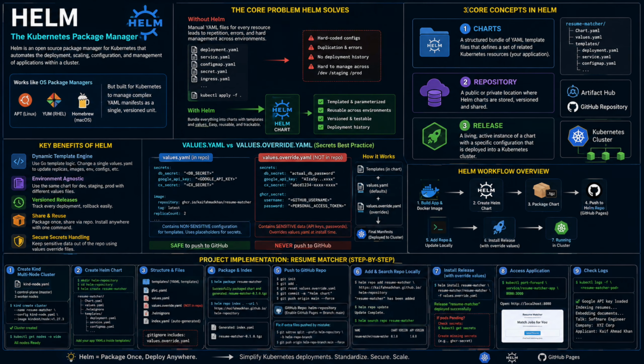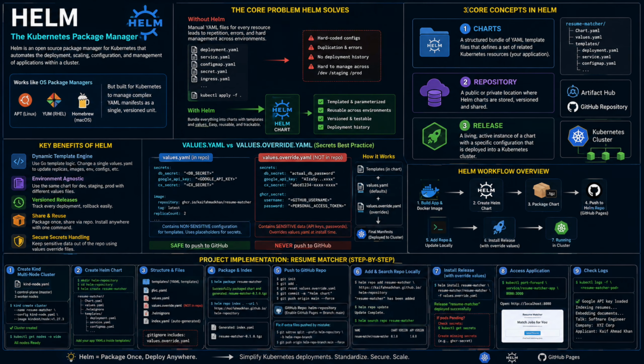Helm is an open source package manager for Kubernetes that automates the deployment, scaling, configuration, and management of applications within a cluster. It functions similarly to traditional operating system package managers like apt, yum, or Homebrew, but it is custom built to manage complex Kubernetes YAML manifests as a single versioned unit. So simply, Helm is an open source package manager for Kubernetes. It helps in automating the deployment, scaling, configuration, and management of applications within a cluster.